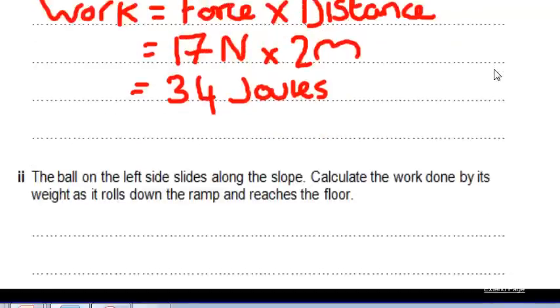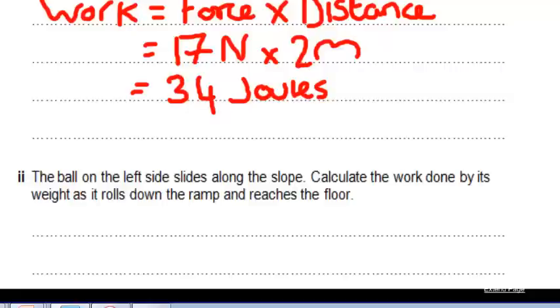Then it says the ball on the left side slides down the slope. Calculate the work done by its weight as it rolls down the ramp and reaches the floor. Well, actually, something interesting with this question is that the work it does is the same, and the reason why is because the vertical distance, the distance from the top here to the floor, is still 2 meters. So it's still actually doing 2 meters worth of work. It's only 2 meters above the ground.